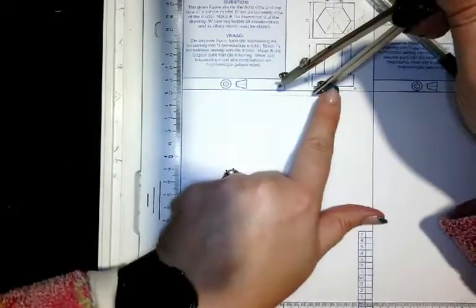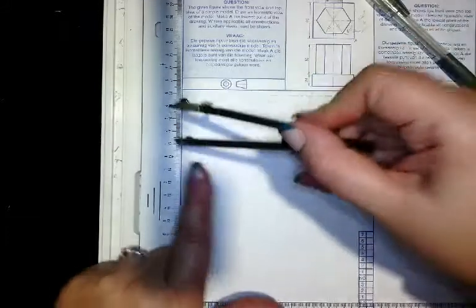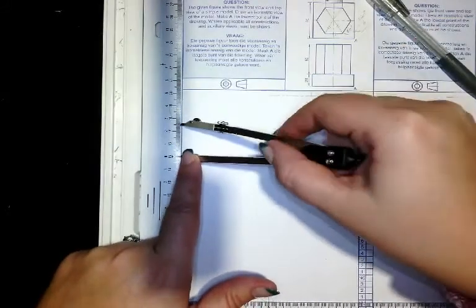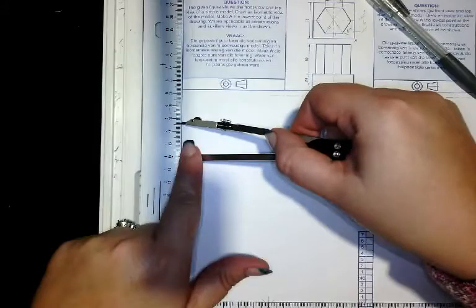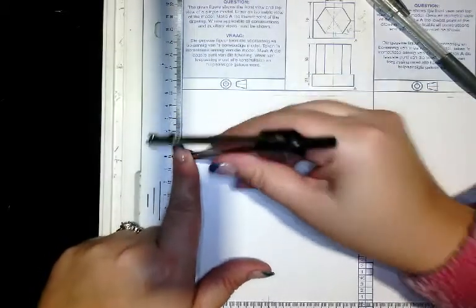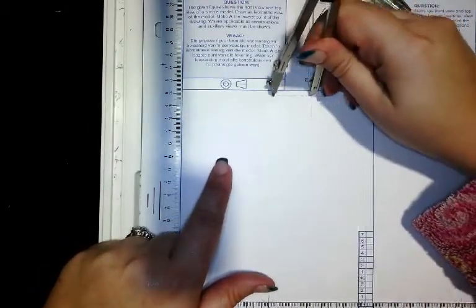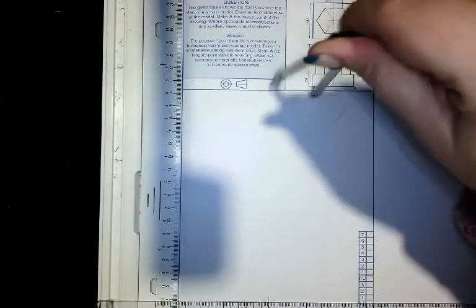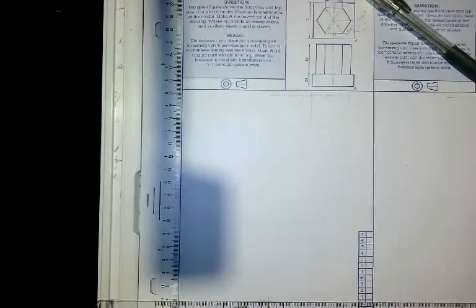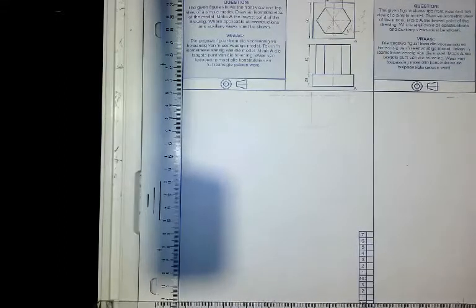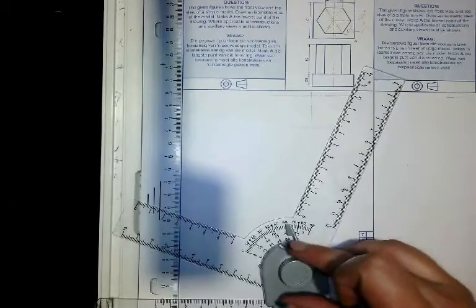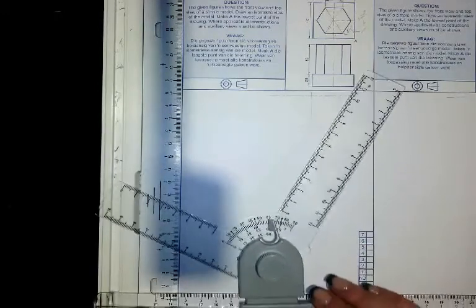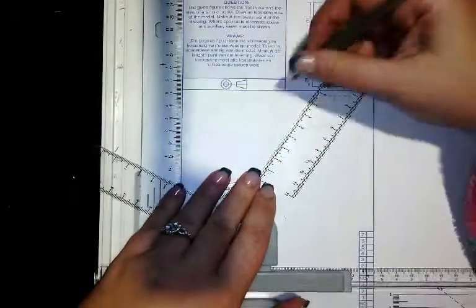And what I'm going to do is I'm going to set it in the center. Scribe a circle. Okay. And then on a 60-degree angle to both sides from the center.